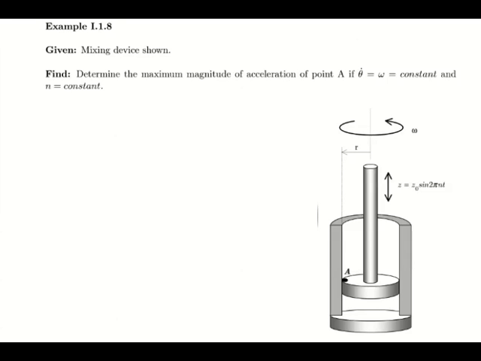So let me make a sketch here. I'll make an attempt at a 3D sketch of that plate on the bottom of the plunger. Like this, here is point A. The center of rotation of this thing, this point right here, is O, and this is A.